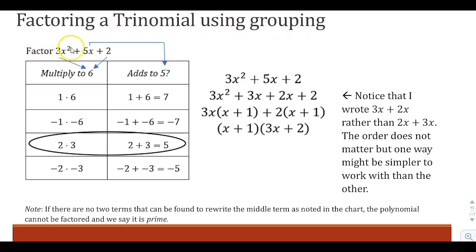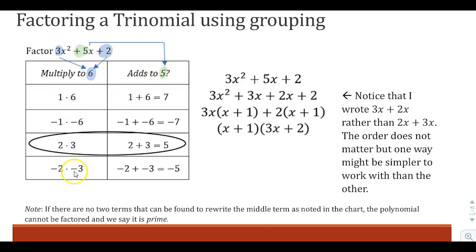So here's our trinomial 3x squared plus 5x plus 2. And we need to figure out how to rewrite the middle term. So the strategy is we take the leading coefficient, the value in front of x squared, so that's 3, and the constant, that's 2, and we multiply them together. So that's where this 6 is coming from. Then we take the middle coefficient, the coefficient in front of just x, so 5, and what we try to do is find, as we did in that previous problem, 2 numbers that multiply to get us that 6 and add to get us that 5 from the middle coefficient.